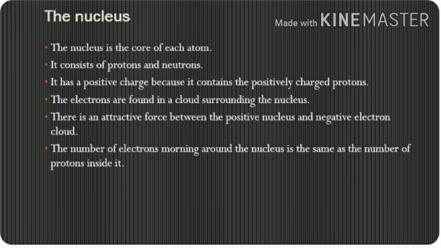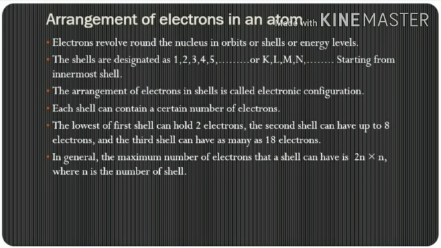The number of electrons moving around the nucleus is the same as the number of protons inside it. The electrons move very rapidly around the nucleus in a part of the atom called the electron cloud. The electron cloud is the space in which the electrons are most likely to be found.